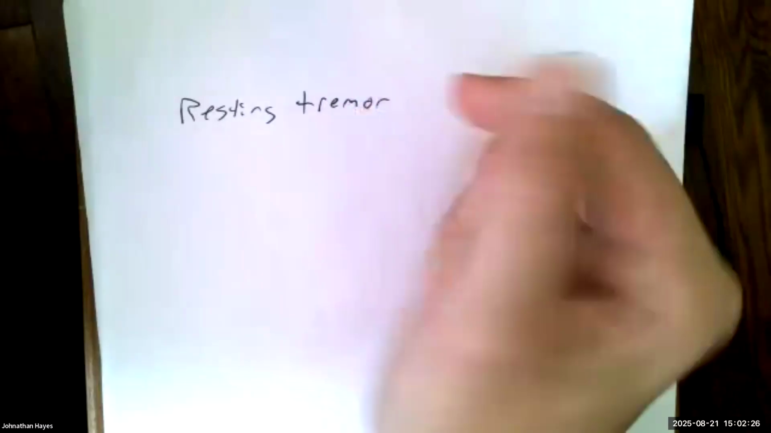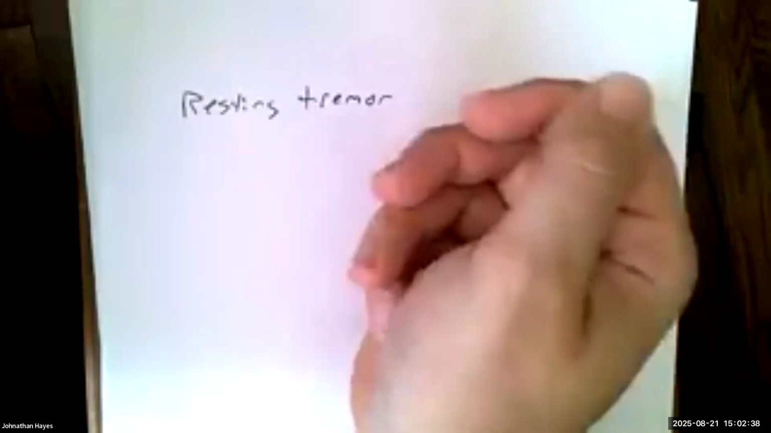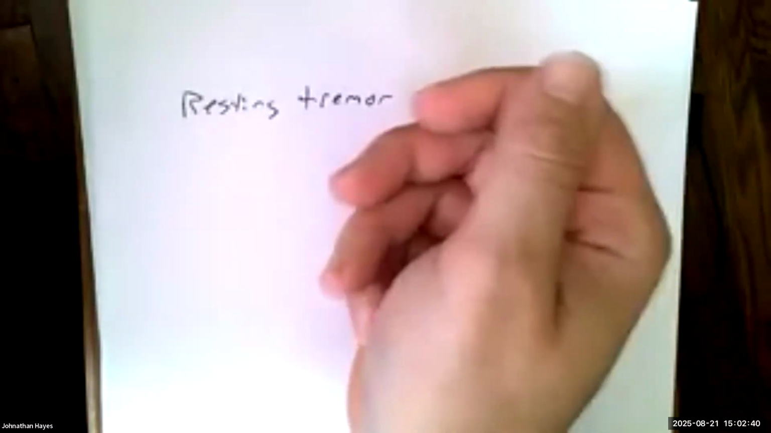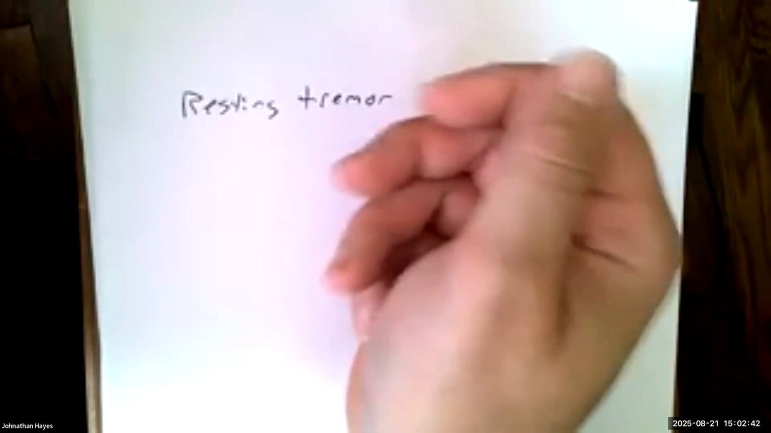And you might notice this more in their face than their hands, but it'll affect the hands too. So with chorea, when they're at rest, you just notice they're all squirmy. We call that a writhing type of movement. With Parkinson's, it shakes when they're at rest. So Parkinson's looks more like that.